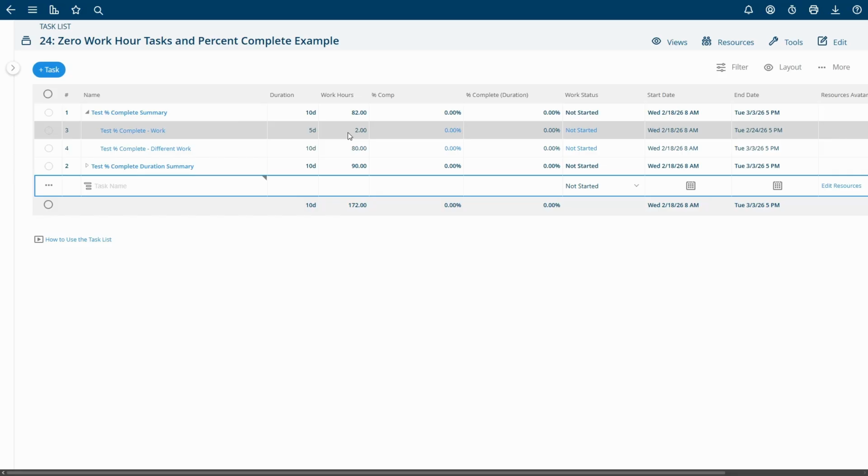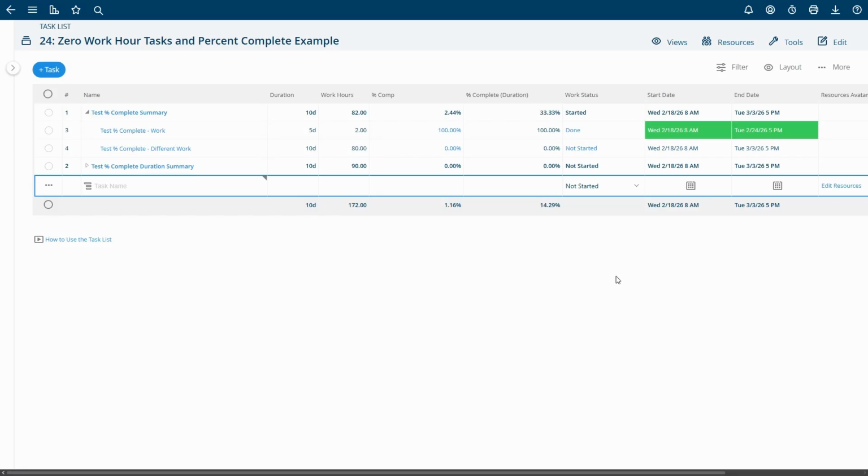So let's see what happens if we mark task percent complete work as done. As you can see, task percent complete summary has changed to a completion percent of 2.44. This is because 2 hours is only 2.44% of the total 82 hours that task percent complete summary takes.